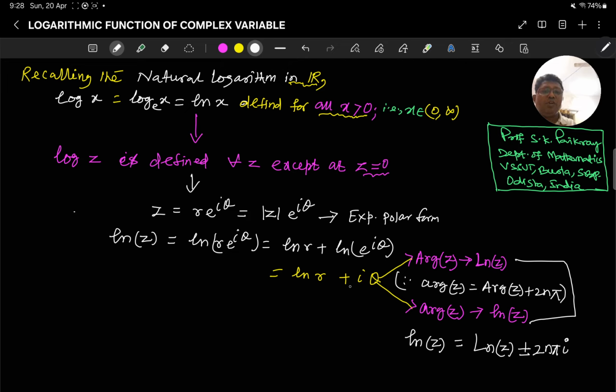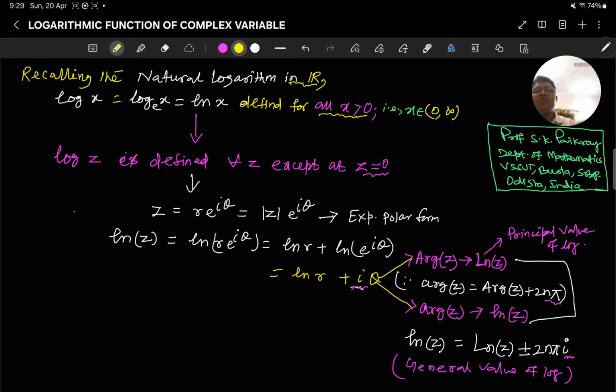This i is because we have an i here. So this i is multiplied even if there is no i here. Now this is called the general value of log, and this is your principal value of log.